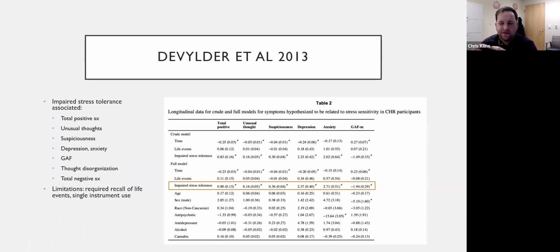So these associations of impaired stress tolerance with symptoms could not be accounted for by demographics, exposure to medications, or substances like alcohol or cannabis. And of additional note, self-reported life events were not relevant as a clinical correlate, which kind of goes back to that early statement about how specific life events don't necessarily trigger psychosis. This study did require retrospective recall of stressful life events, and it only used the single instrument for both psychosis and stress intolerance, which is a limitation.